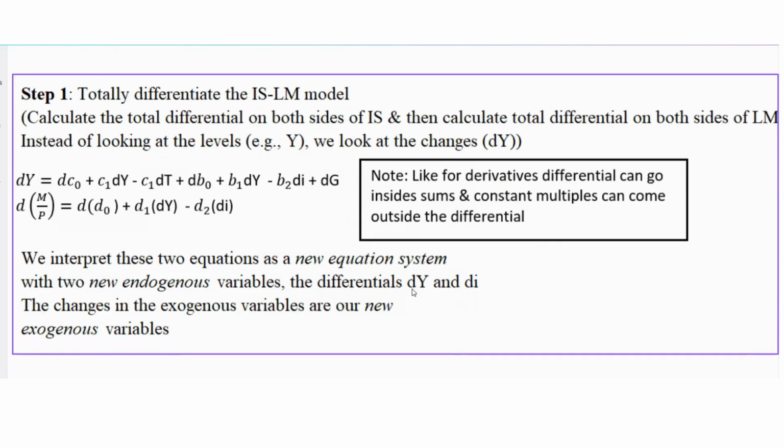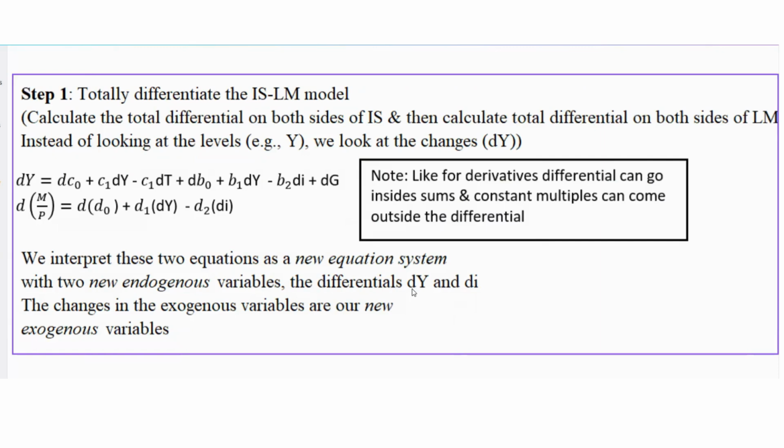Right, so we've totally differentiated our IS-LM model. Now we will interpret these two equations as a new equation system where we have two new endogenous variables, the differentials dy and di. Initially our endogenous variables were y and i, but we're interpreting this as a new equation system where we have two new endogenous variables, the differentials of our original endogenous variables, dy and di.